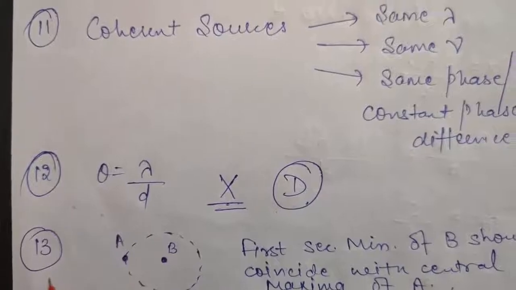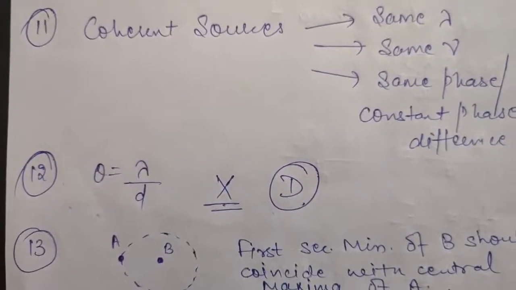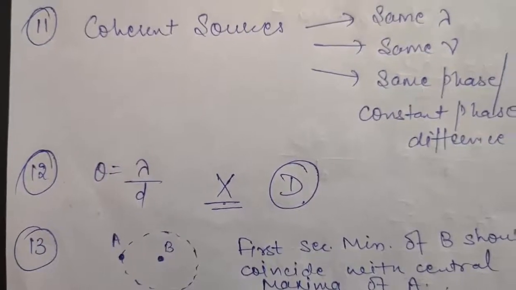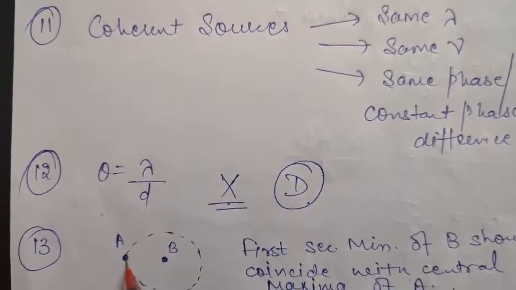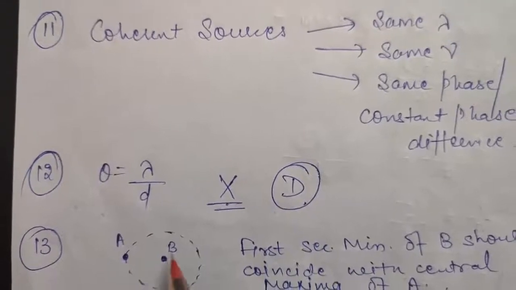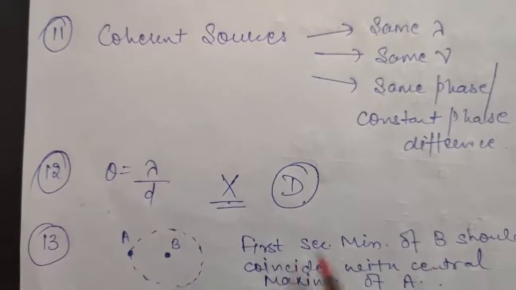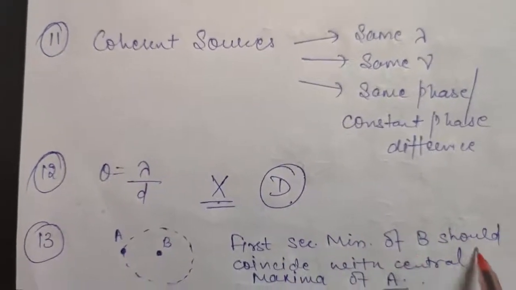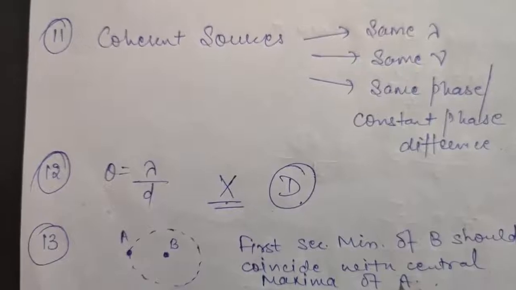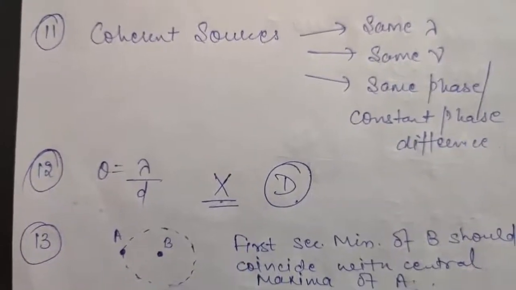In question number 13, it is asked how diffraction limits the resolving power. Again the same condition. Suppose you have two objects A and B. These are the central maxima of A and B, and this is the first minima of B. So the condition is that the first secondary minima of B should coincide with the central maxima of A. So this is how your diffraction and resolving power gets limited.